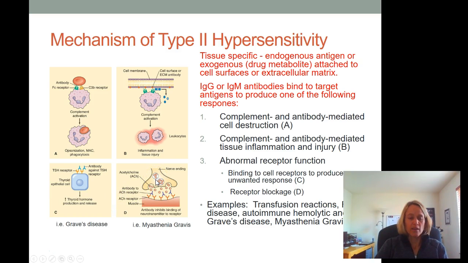And then finally, we can have receptor blockade. So here we have antibodies that bind to a receptor and prevent that receptor from binding to its ligand. As in the case of myasthenia gravis, these antibodies can both block these neuromuscular junction acetylcholine receptors and also cause destruction of them. Other examples also include Rh disease and autoimmune hemolytic anemia.